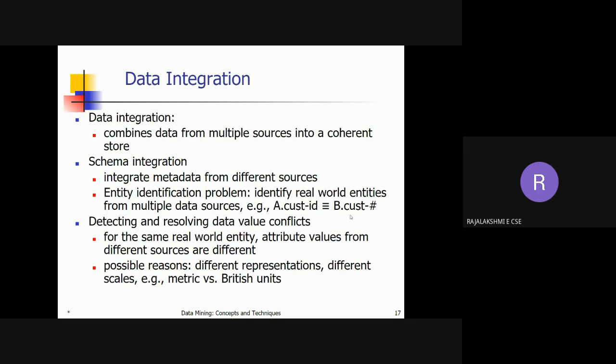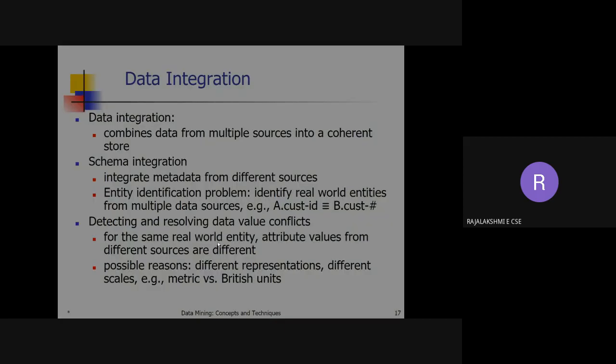When you come to data integration, definitely some redundancy of the data will be there. In those cases, the correlation analysis will help you. Data values will also be different sometimes. For data value conflicts, you will be using different representations and different scalings. Sometimes you will be using metric, British or Indian systems, dollars, rupees. Many things change like this. So in those cases, you have to find it and resolve it. So these are all the issues in data integration.